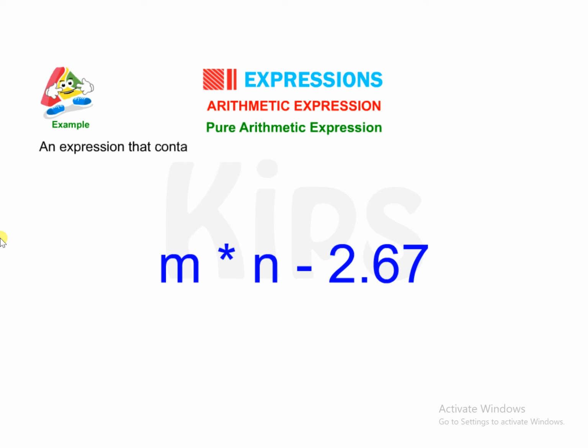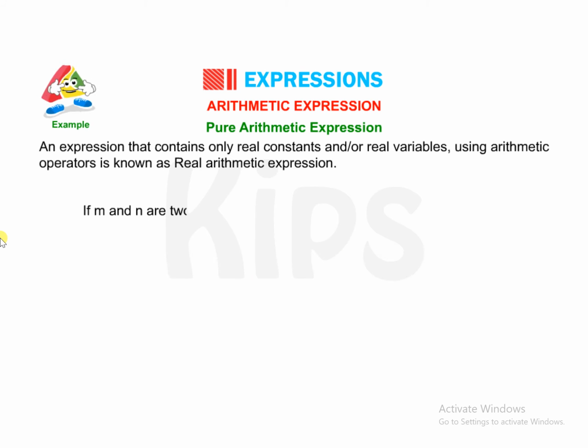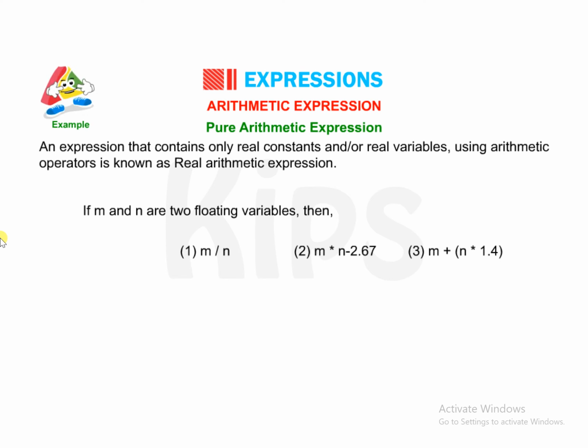An expression that contains only real constants and/or real variables using arithmetic operators is known as a real arithmetic expression. If m and n are two floating variables, then number 1, m / n. Number 2, m * n - 2.67. Number 3, m + (n * 1.4) will be considered as real arithmetic expressions.